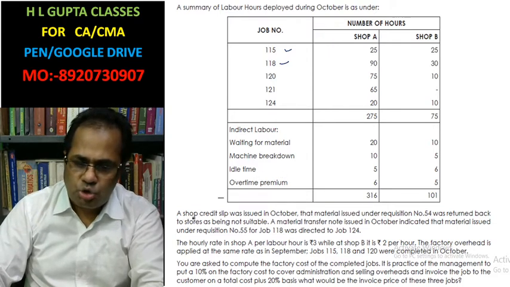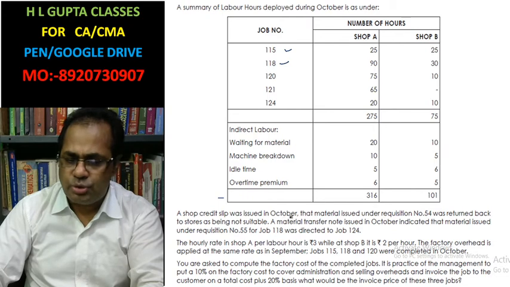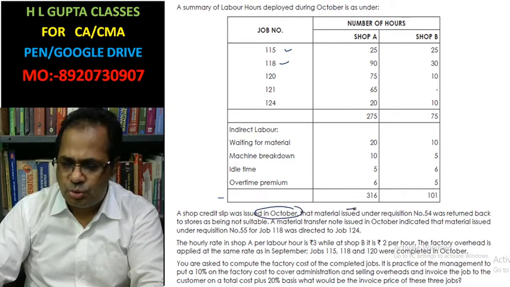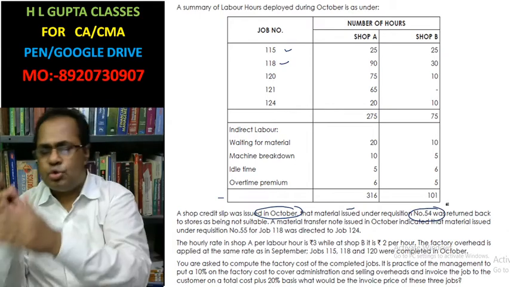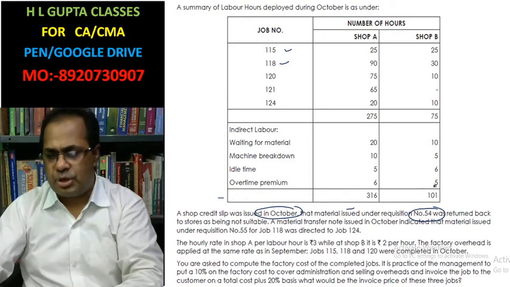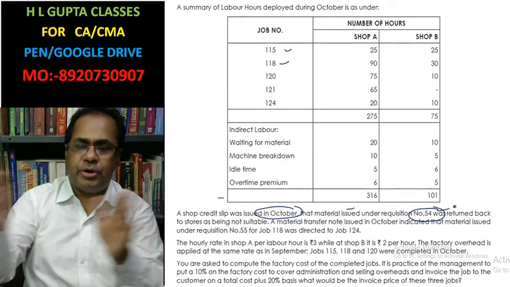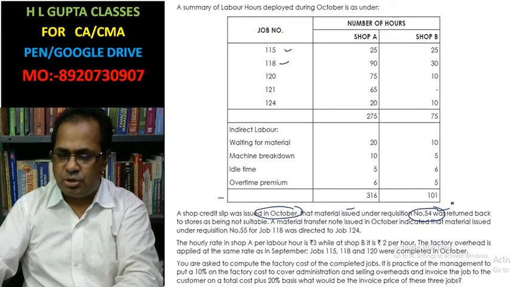Okay, a shop credit slip was issued in October. The material issued under requisition number 54 was returned back. The material which was issued under requisition number 54 was returned back. It means this material was not used.